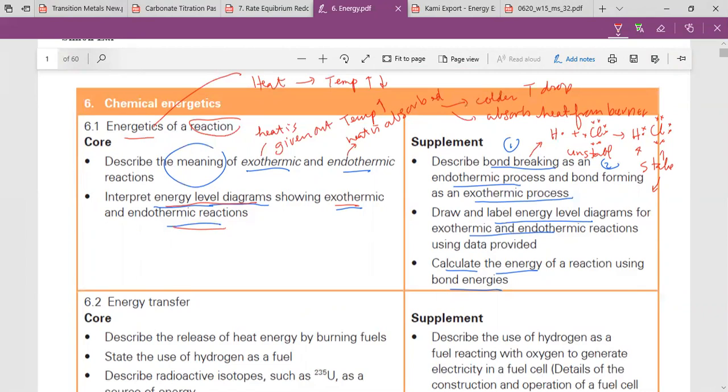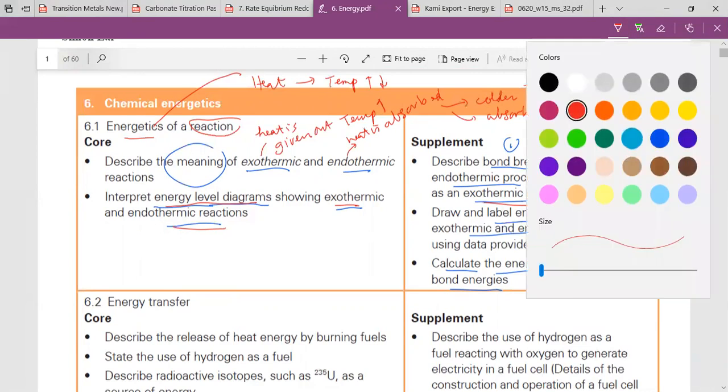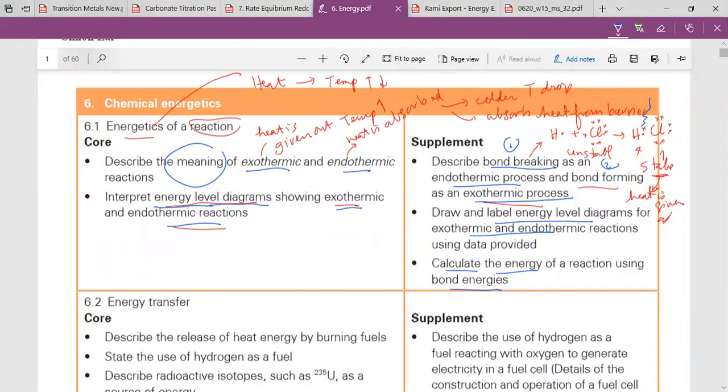So when bonds are formed, it's more stable, heat is given out. That means exothermic. Stable means heat is given out. When bonds are broken, let's say I break this bond, put blue color, I must have heat to break the stability to go backwards. So when you break the bond, it's endothermic, because you break something stable.